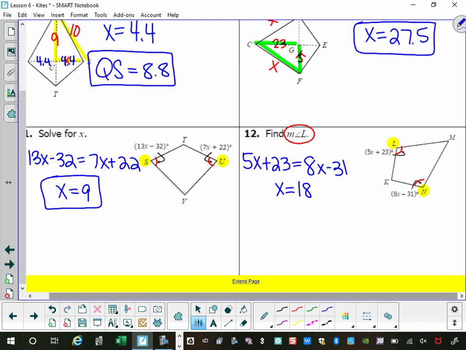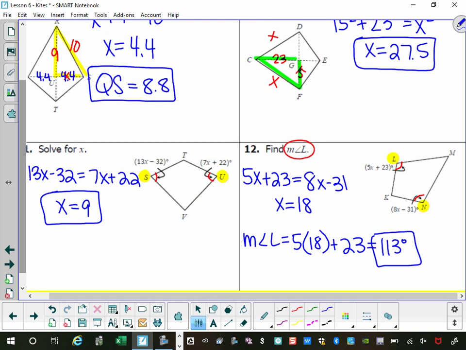Yep. Okay, good, but they asked you for the measure of angle L, so then we plug in 5 times 18 plus 23, and you should have had 113 degrees. You guys get that? Okay, so far so good.